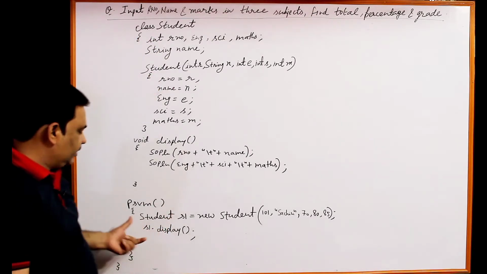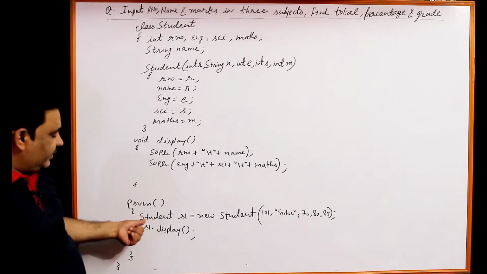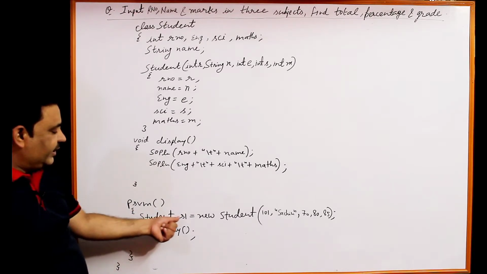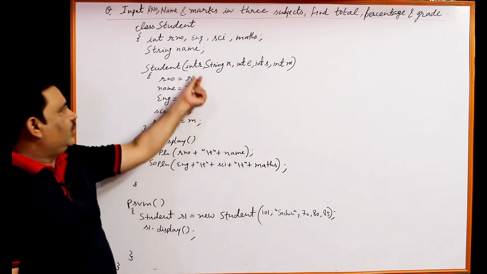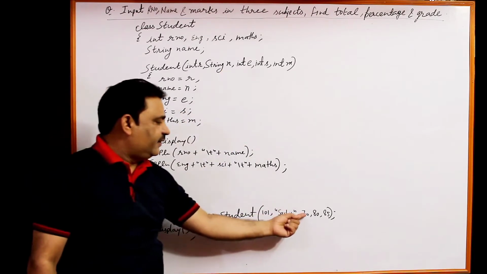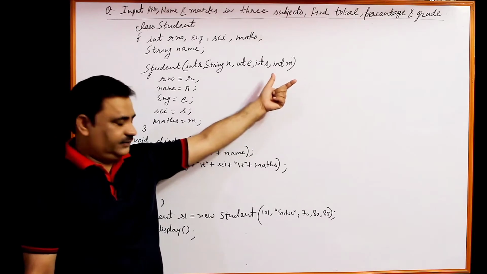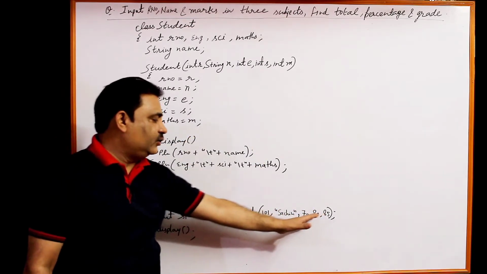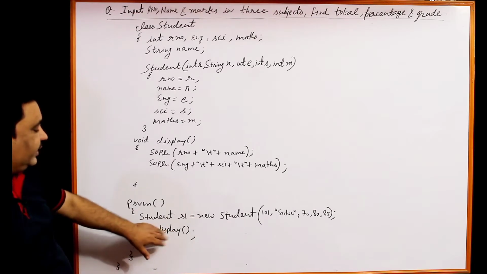I am creating the object here, in the public static void main function, where I have created one object of the Student class: Student s1 equal to new Student, 101 is the roll number, Sachin is the name, 70, 80, 85 are the marks of English, Science and Maths. Here we have supplied the values to the parameterized constructor. Then afterwards we have called the s1.display function.